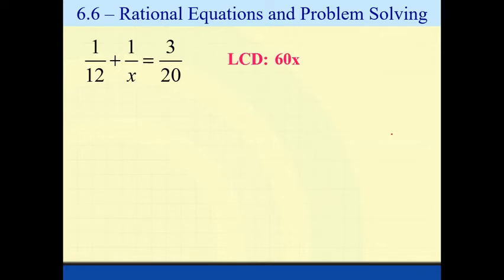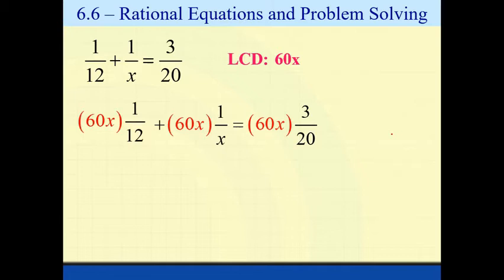That's right, the LCD is going to be 60x. And so we're going to come through here and we're going to multiply everything by 60x. Okay? And that means we're going to have 5x plus 60, and that's going to be equal to 9x. Now all we have to do is solve this equation, and what is going to be our x?